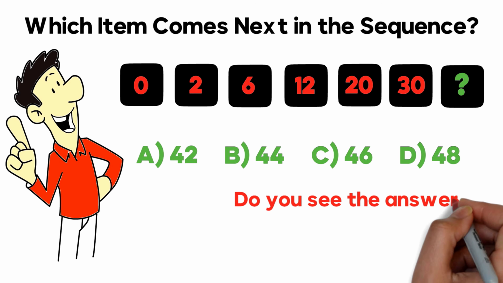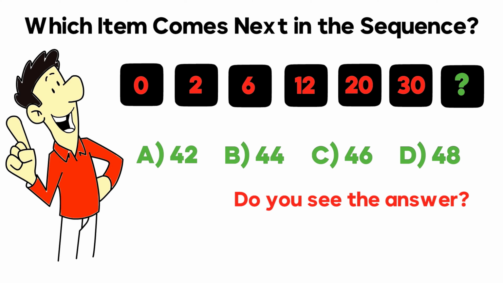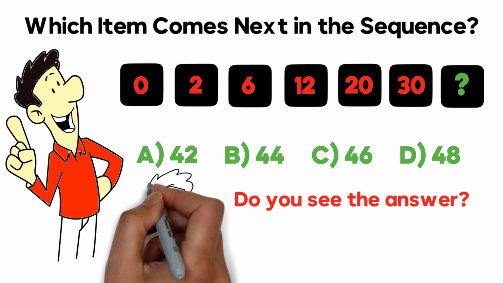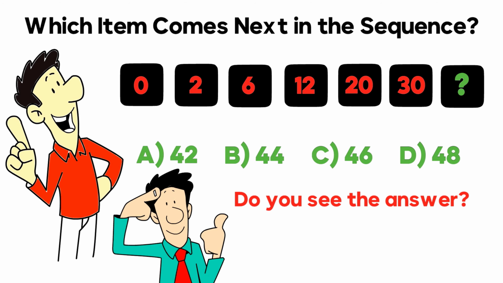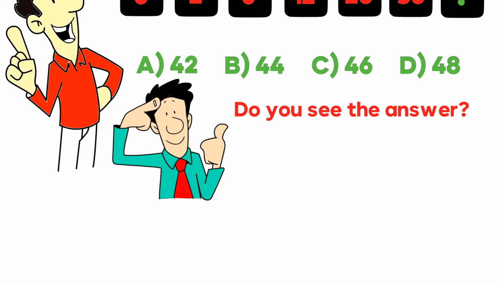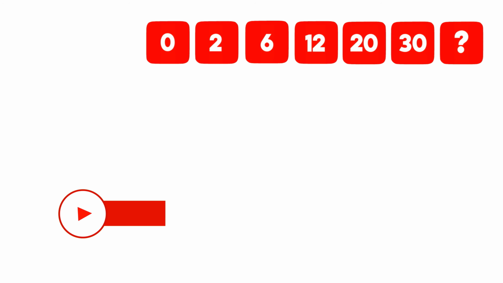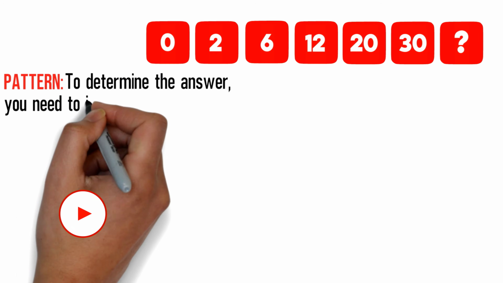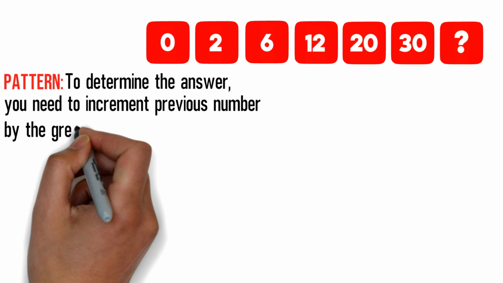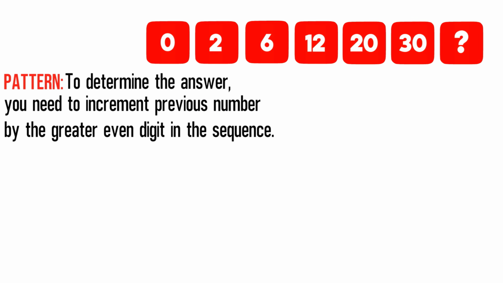Do you see the answer? It may or may not be obvious, depending upon your skills of detecting the pattern. Like it or not, we're gonna continue and I'll share with you the answer. As with any type of question, the key is to determine the pattern. To determine the answer in this particular case, you need to increment the previous number by the next greater even digit in the sequence. You can even come up with the formula.